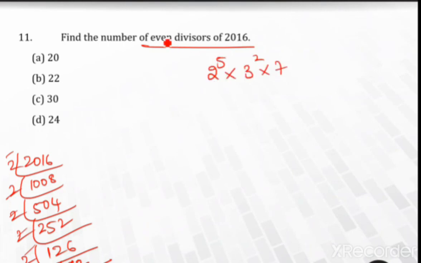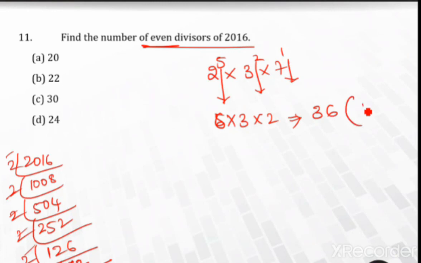Now we have to calculate the number of even factors. What about total factors here? Total factors are 6 into 3 into 2. What is 6 into 3 into 2? 36. These are the total factors.